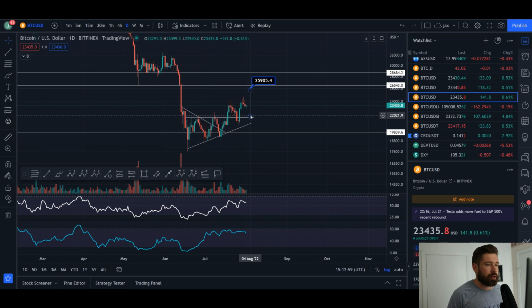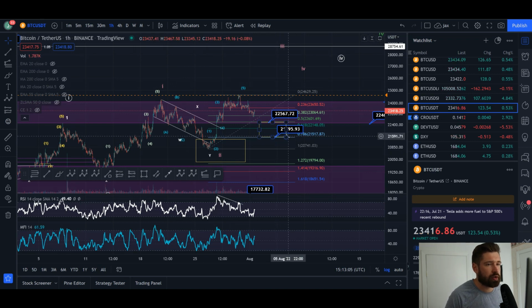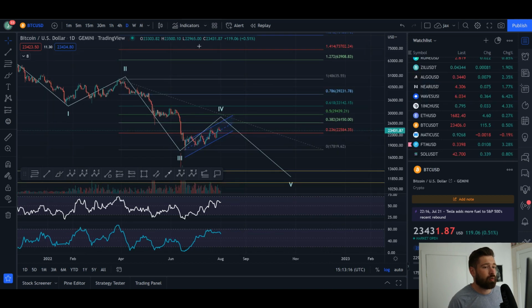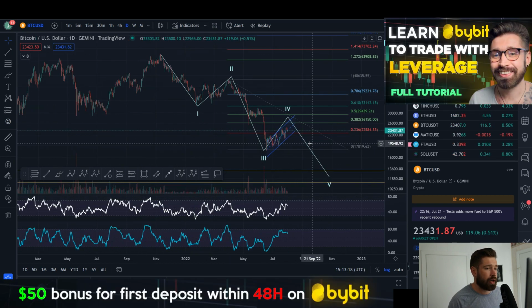So if we do come down, your major level of support to watch is about 21.6, which lines up pretty close here with the 0.786 at about 21.4. So a little bit more confidence if we do continue to correct that we could potentially see a bounce off that level. Now, I do think we're still going through a relief rally, and we're still looking at one more wave down in the market.